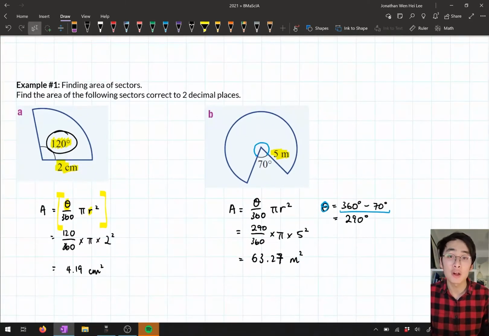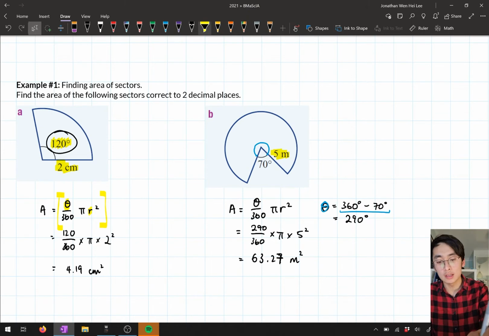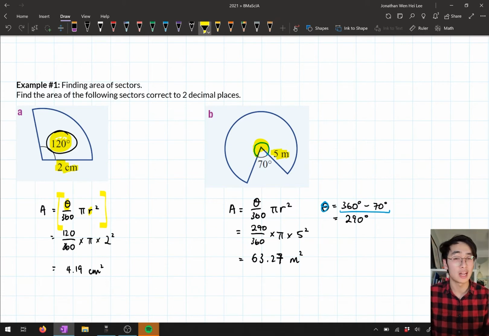We want to find out what fraction of my circle each one of my sectors takes up. And so the way we do this is we take the angle inside my sector. Here, the angle inside my sector for the first one was 120. And the angle inside my sector for the second one was actually 290, and we had to do an extra step to find that. So after I've done that over 360, I just multiply that by the area of my circle, so what I normally would have done in our last lesson. So here that was just pi r squared. So that's how we can find the area of a sector.